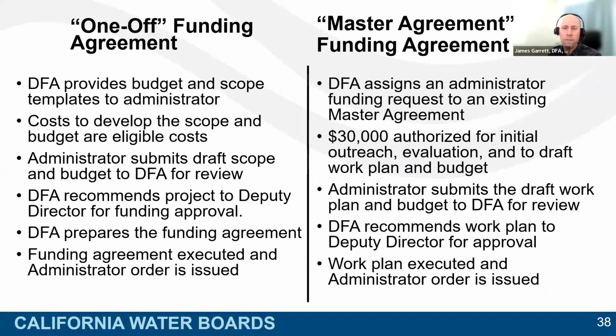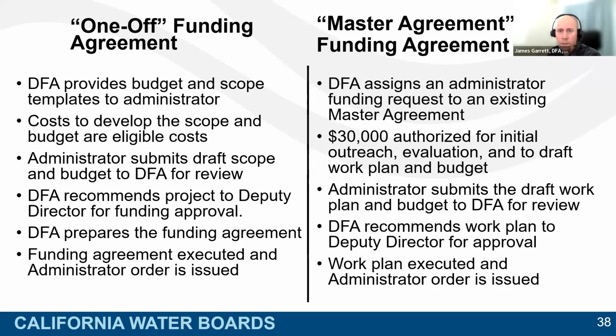And so going into further detail, here's a rundown of the differences between the one-off and the master funding agreements. Each agreement does follow a different process to accomplish the goal of funding the administrator. First, with a one-off funding agreement, after the funding request gets submitted by DDW, DFA will provide the identified administrator with the most recent scope of work and budget template documents to begin drafting the detailed scope and putting together the budget estimate.